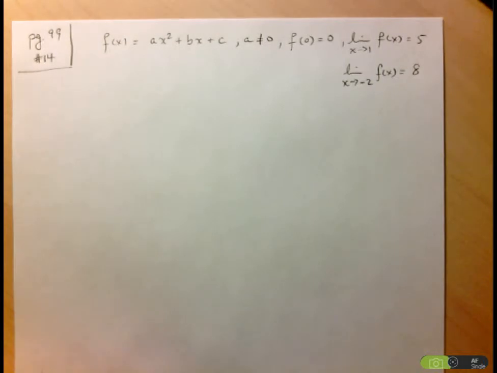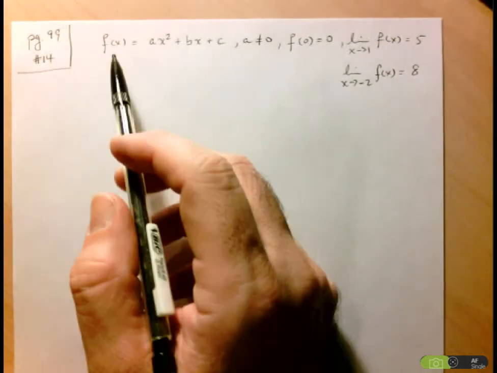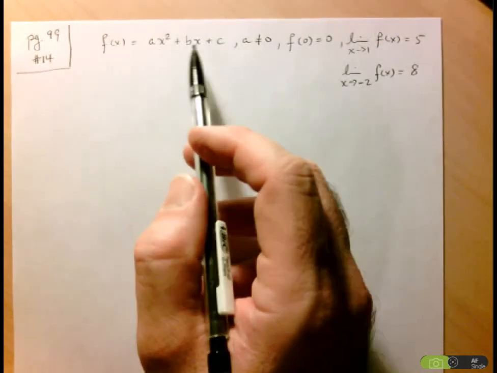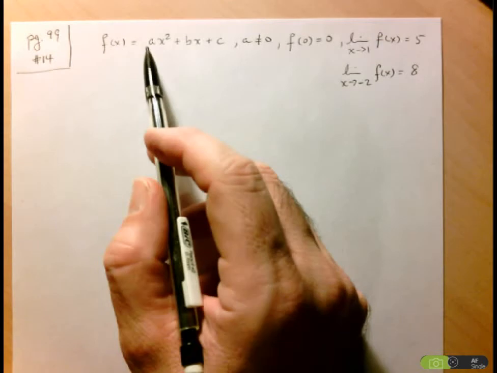Hi folks, we're going to take a look at page 99, number 14. So here they tell us that f of x has the form ax squared plus bx plus c, where a can't be equal to 0.